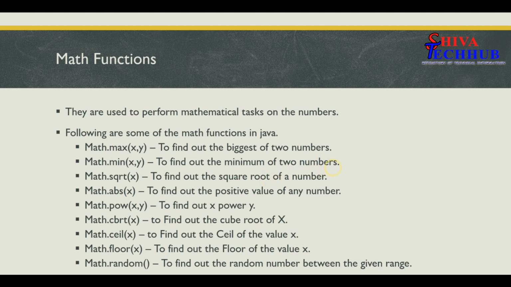The first function is max, which is used to find out the biggest of two numbers. And the second function is minimum or min, which is used to find out the smallest of two numbers. And the third function is sqrt of x. It is used to find out the square root of a given number.